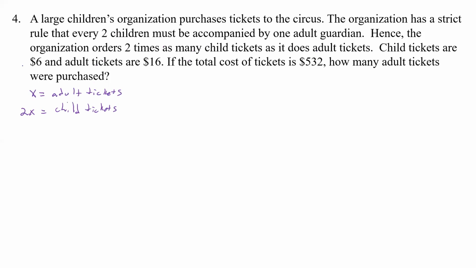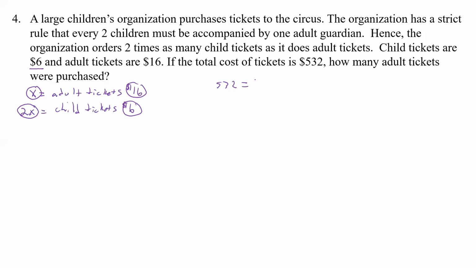Now, what else do we know? Well, it says child tickets are $6. So these we know are $6 each, and these are $16 each. Okay. Now, what else do we know? We know the total cost is $532. All right. Well, let's write that down. 532 equals. And how do we get the cost? Well, we're going to take the number of adult tickets times the price plus the number of child tickets times its price. And if you add those two together, we should get the total price.